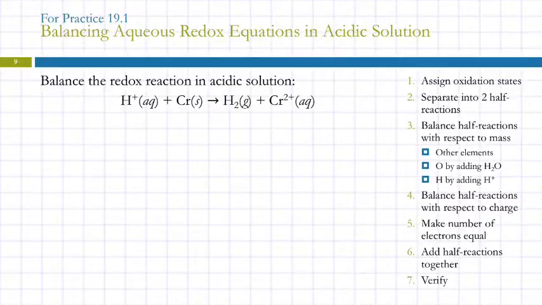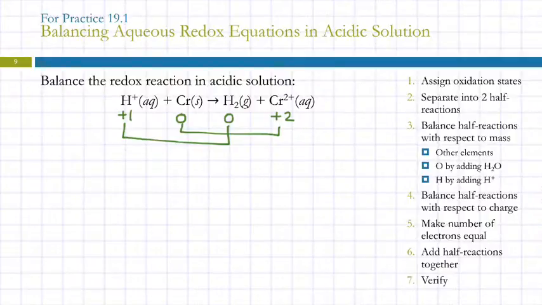ahead and do it. So on hydrogen ion, what's the oxidation state? +1. And on chromium atoms, 0. Hydrogen molecules, 0. And chromium 2+ ions, +2. So the Cr and the Cr2+ are part of one half reaction. The H+ and the H2 are part of the other one.